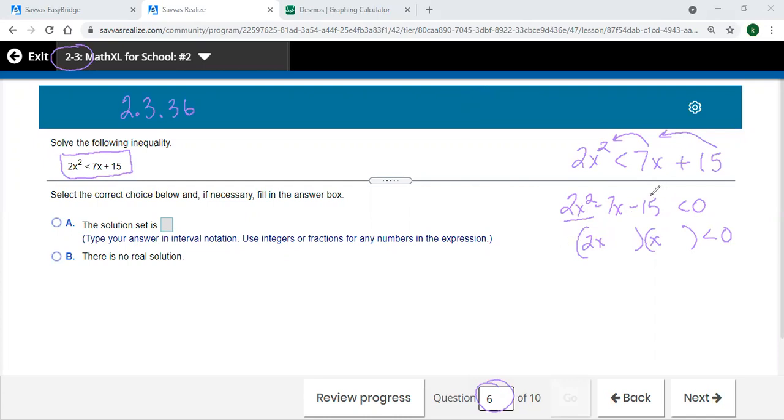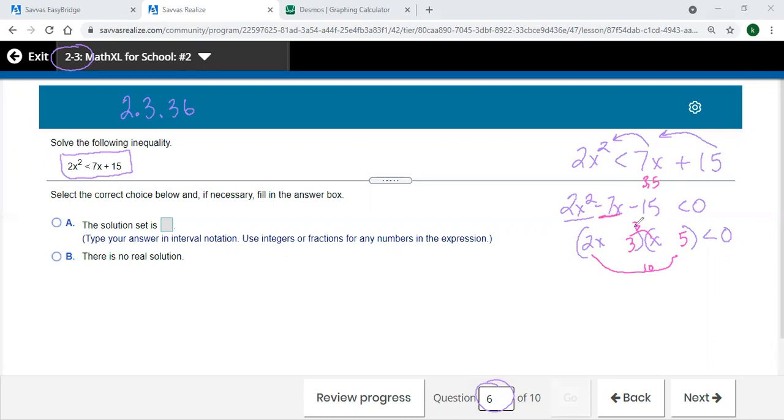Two things that multiply to this 15. The only thing you can do there is, it seems like it's going to be the 3 and the 5 to get a 7. So I'm thinking 5 times 2 is 10. And then 3 times x is 3. And those two can make a 7.